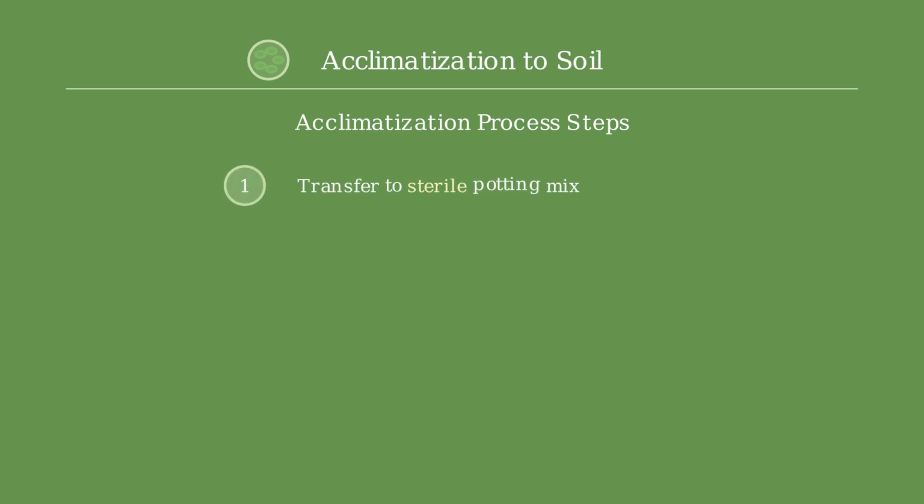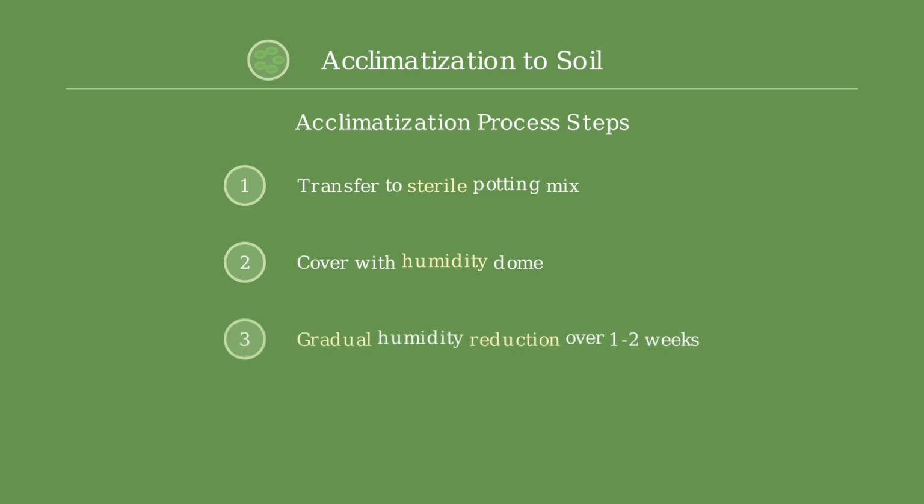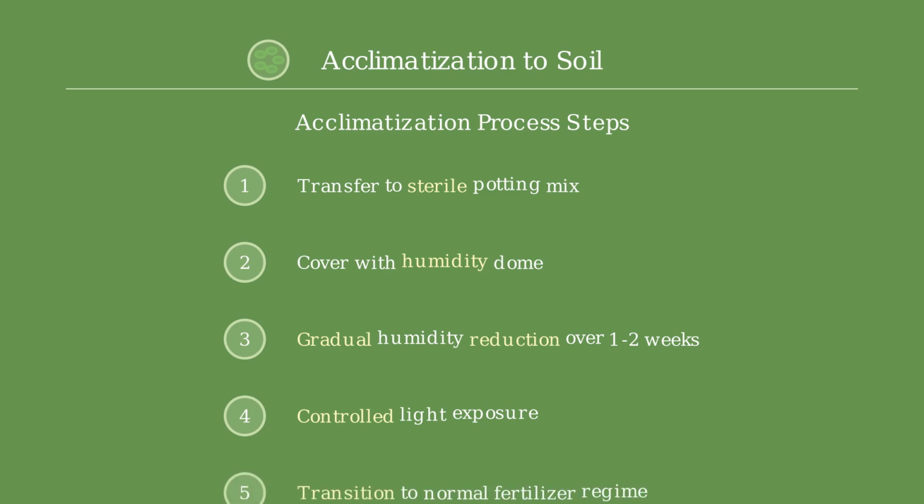First, carefully transfer plantlets to a sterile potting mix with good drainage. Second, cover the plants with a humidity dome or plastic bag to maintain high humidity. Third, gradually reduce humidity by incrementally opening vents or lifting the dome over 1 to 2 weeks. Fourth, provide controlled light exposure, starting with indirect light and slowly increasing intensity. Finally, transition to a normal fertilizer regime as plants establish.